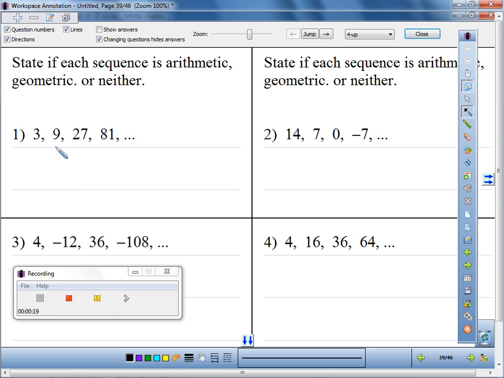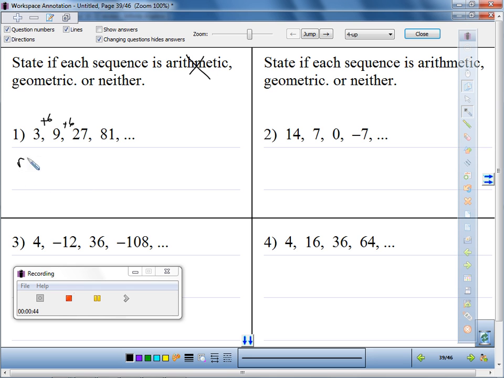Alright, so if I'm trying to get from 3 to 9, I could take 9 minus 3, and that would give us 6. And so if I add 6, that gives me 9. But if I add 6 again, that does not give me 27. It would give me 15. So that's not arithmetic. Okay, and now let's find out if it's geometric.